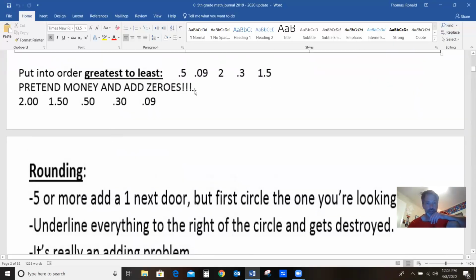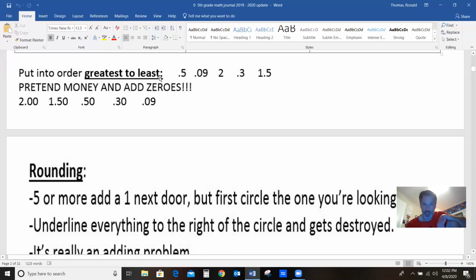Put it in order from greatest to least. Decimal 5, I would add a 0 whenever it's like that because it's 50 cents. That's 9 cents. That's $2. That's not 2 cents. If it was, remember, if you don't see a decimal, it's always behind it right there. That's $2. 2.00. What is that? Okay, that is not $3. It's not 3 cents. It's 30 cents, and that's $1.50.